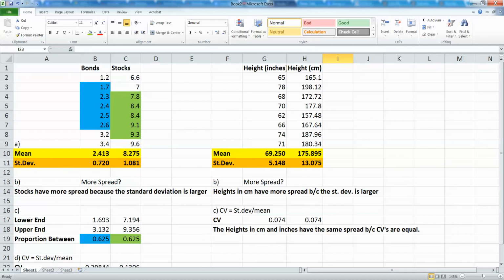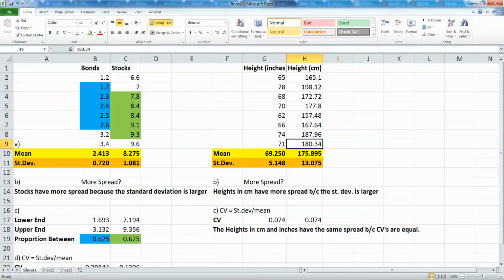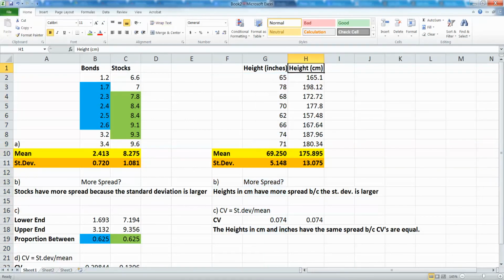Okay, so I think that's everything we need for that problem. We're all good. Just saying that the coefficient of variation is unchanged, which makes sense. These people are the same height, whether it's inches or centimeters. Why should they have any different spread? And the answer is they don't.